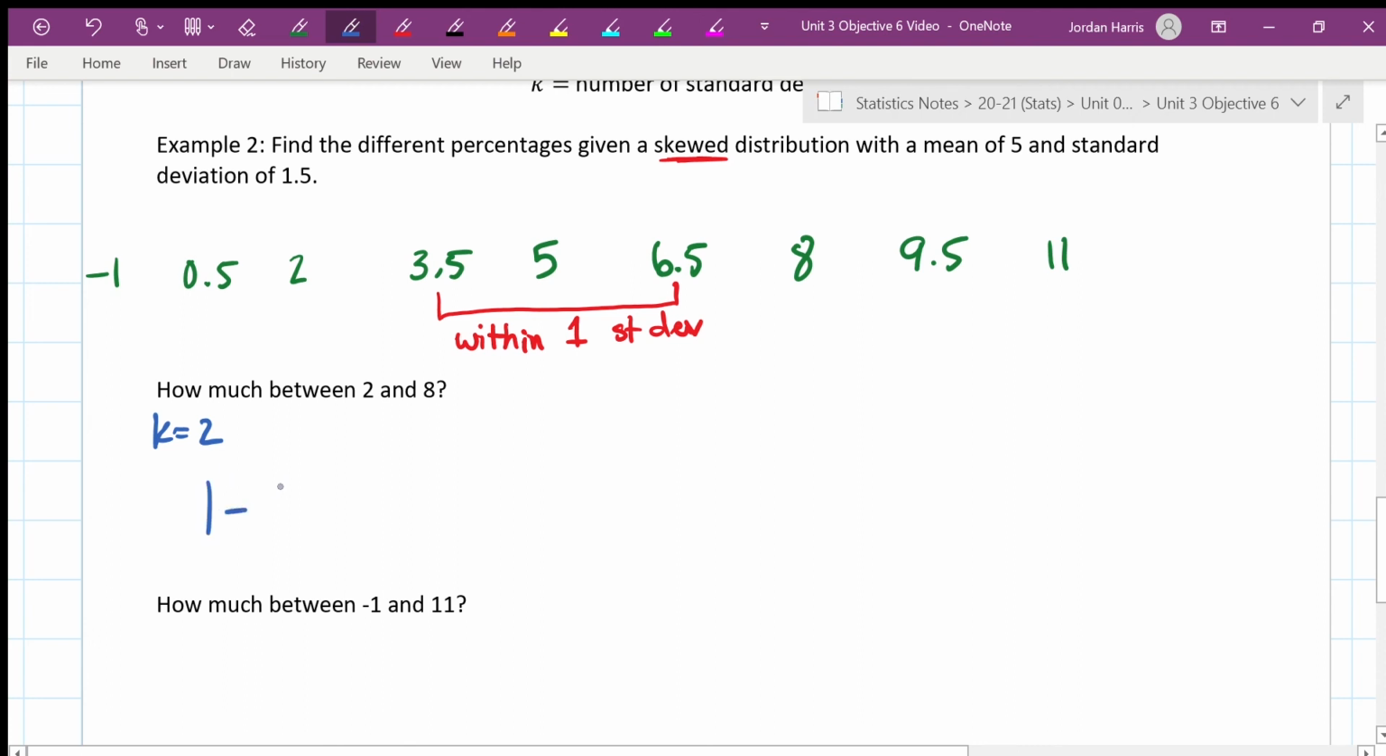So 1 minus 1 over k squared, which is 0.75. Use your calculator. 1 minus 1/4 is 0.75. And we need that in percent. Move the decimal twice. 75%. You have to be careful. Understand that you're not getting a percentage out right away. You have to move the decimal. So the answer is at least 75%.